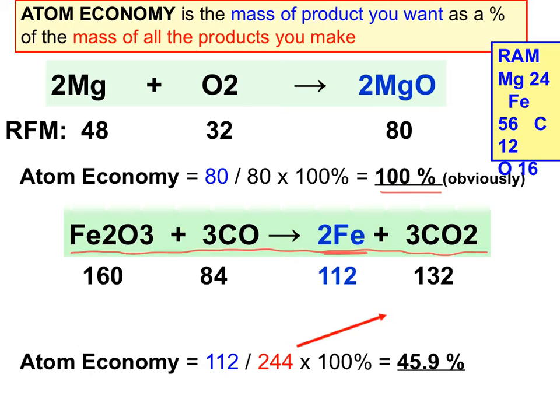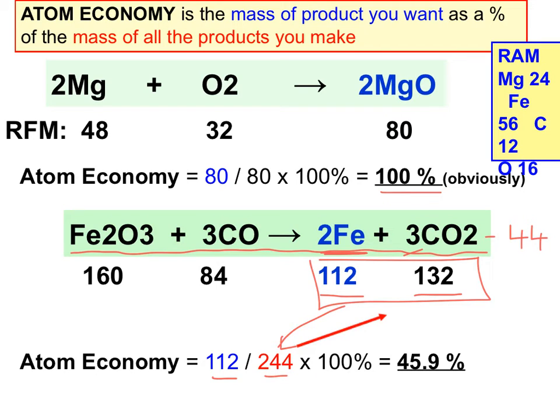Now, iron's top number is 56, so therefore 2 times 56 is 112. We worked out in the last equation that carbon dioxide's molecular mass is 44. This time we have 3 times this, which is 132. When I add these 2 numbers together, I get the number then on the bottom line, which is 244. So this time the atom economy of the iron product that we want is 112 divided by the total mass of all the products, which is 244, and it works out then, when I write it as a percentage, as 45.9%. Again, quite a lot of waste in this reaction.